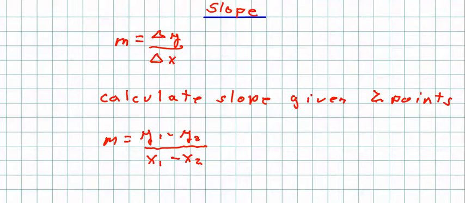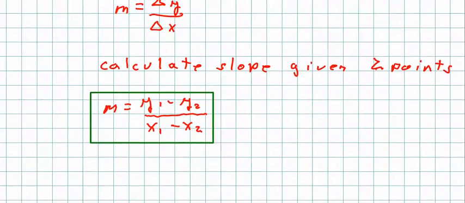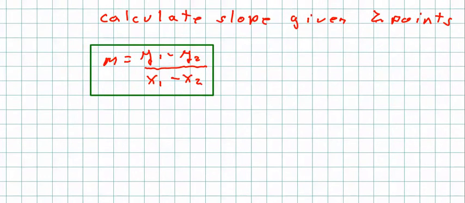y1 and x1 are the coordinates of one point. y2 and x2 are the coordinates of another point. This is one of those formulas that you're expected to know in all math classes. I don't know if you learned this in Algebra 1 or not, but I suspect that you did.